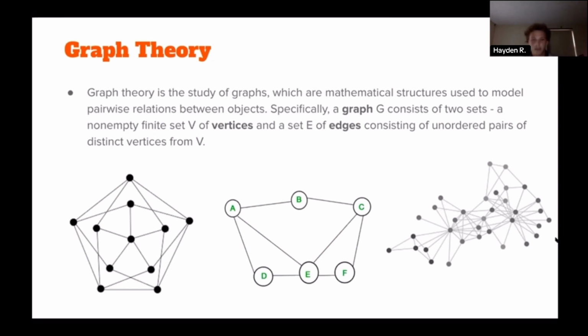So if you look at that middle graph, you could see all the vertices are labeled A through F. So the vertices represent the dots on the graph, and then the lines in between the vertices are the edges. So you can see that middle graph is pretty simple, and then if you look at the outside graphs, it gets pretty complicated sometimes. So in graph theory, there's a wide variety of graphs that you're going to deal with and see.